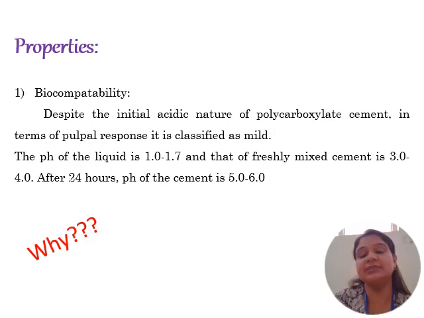So what are the properties of your zinc polycarboxylate? First and foremost, it is biocompatible. Okay, when you initially mix the cement, it has a pH of 1 to 1.7, which is kind of acidic. However, after it is mixed, it goes to a pH of 3 to 4, which gives a mild pulpal response. Okay, it is acidic in nature initially, but it is mild when compared to the other cements. And over a period of 24 hours, the pH of the cement goes up to 5 to 6.